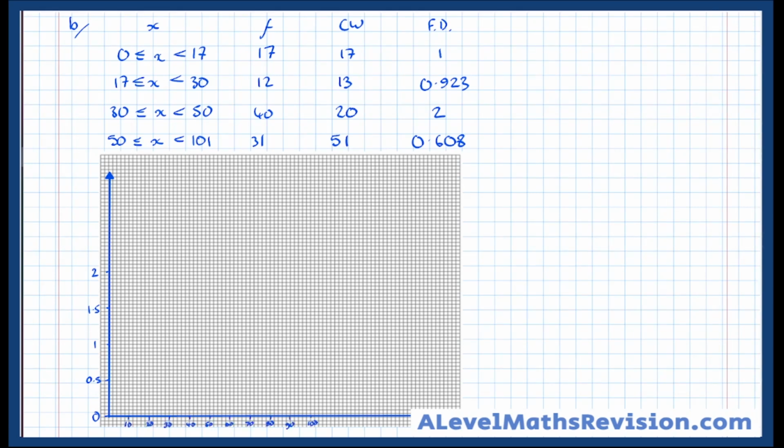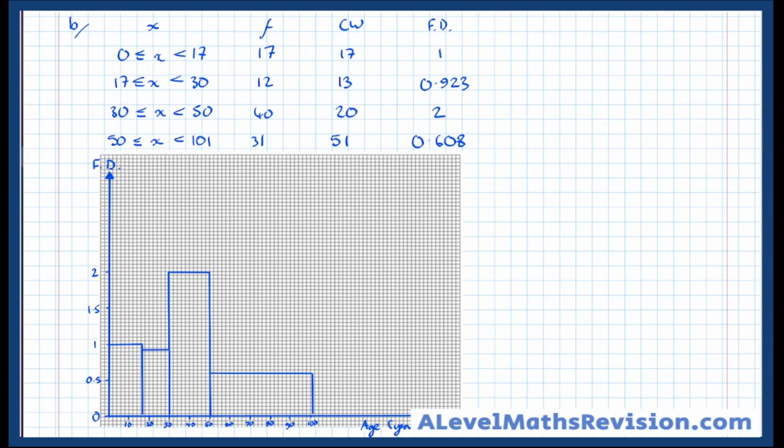And there's my x-axis. Now what I've got to be able to do here is label these. So label that frequency density and label that age in years. And it's important that we do that. Right, so now let's just plot them. So 0 to 17 will have height 1. 17 to 30 will have a slightly lower height, 0.923. 30 to 50 will have a height of 2. And there's the bar for 50 to 101.